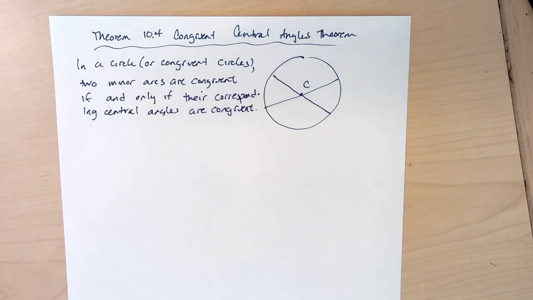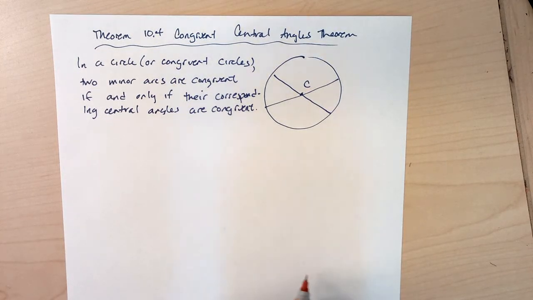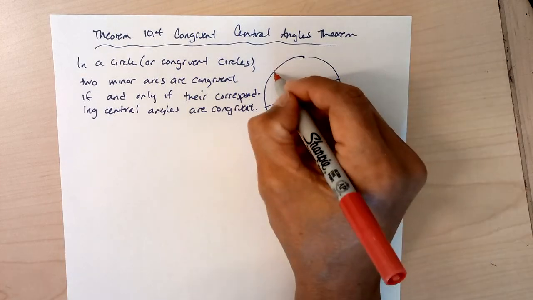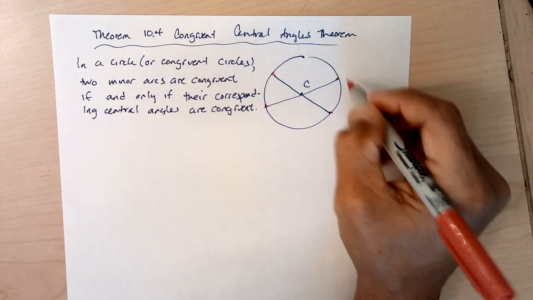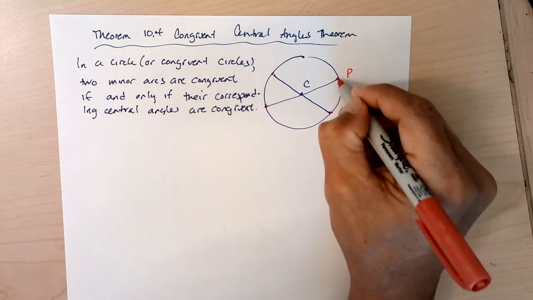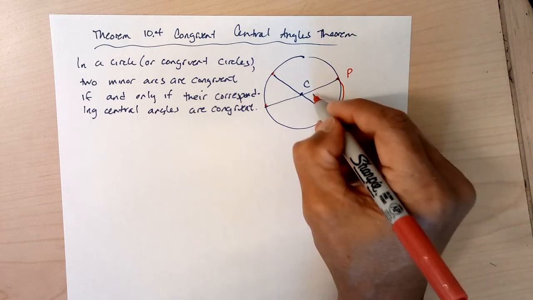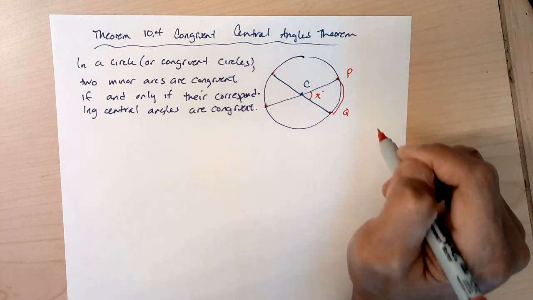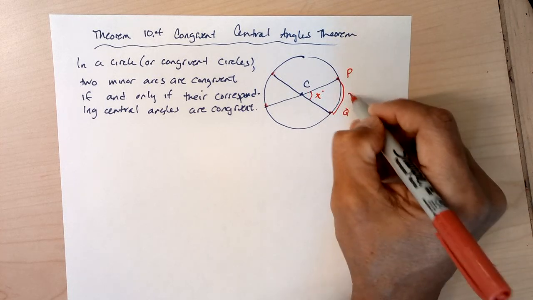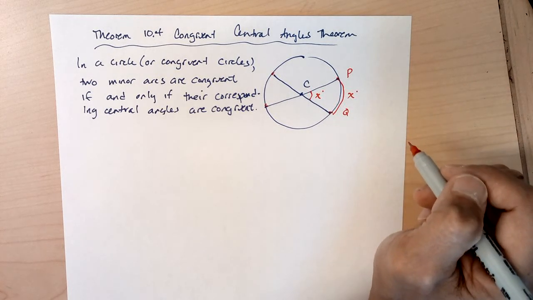And then since arc measures are the same as the measure of their central angles, you could have two minor arcs in the same circle, or possibly congruent circles, that have the same measure if the measures of their central angles are congruent. For example, here's my circle, circle C. If I have a minor arc PQ, this minor arc right here would have the same measure as the central angle right here. I'm going to call that X degrees. And then that arc measure would be X degrees as well.